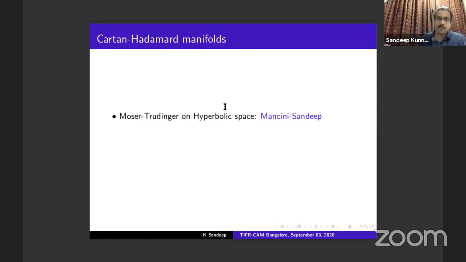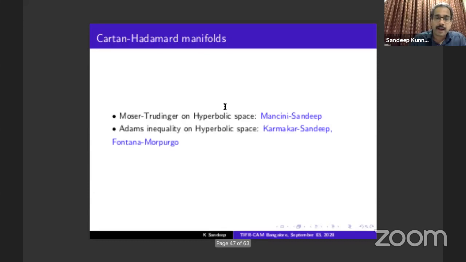I told you already that the important examples of Cartan-Hadamard manifolds are Euclidean space and hyperbolic space. We already described the results in the Euclidean case, and in the hyperbolic space there are results available. For example, the Moser-Trudinger inequality in the hyperbolic space was proved by me and Mancini way back in 2010, and the Adams inequality in the hyperbolic space was proved by Karmakar and me again in 2016.